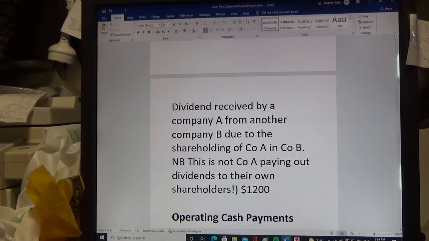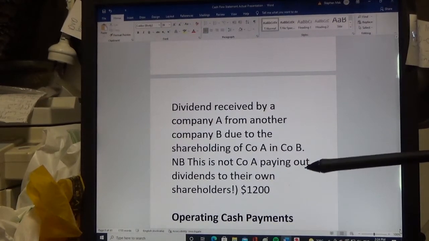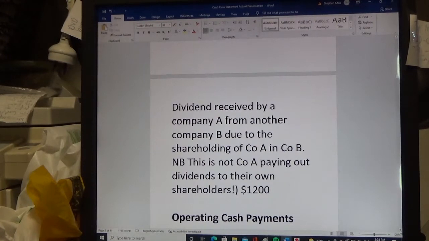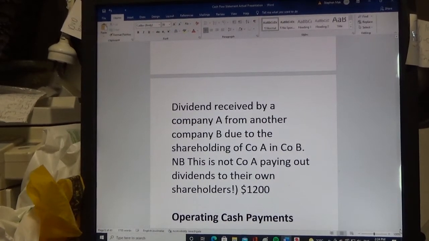Now this is when Company A, Boggabri Green Energy, are shareholders in another company, Company B, and they've actually received a dividend from Company B. Due to their shareholding, dividends were declared. Note that this isn't Company A paying out dividends to their own shareholders. That's in financing cash flows, and it's a negative figure. So this is when the company has received the dividend from another company, a positive cash flow.